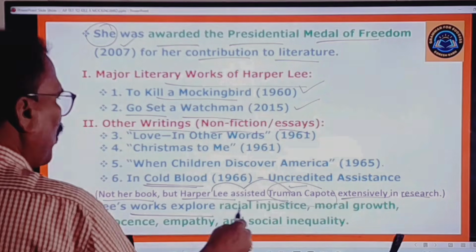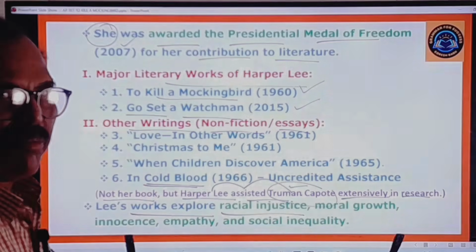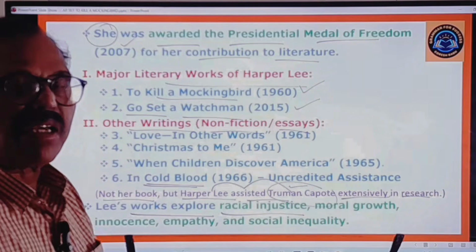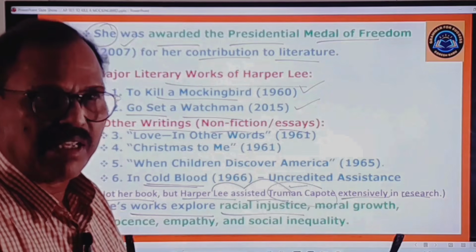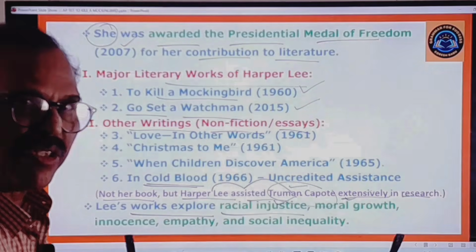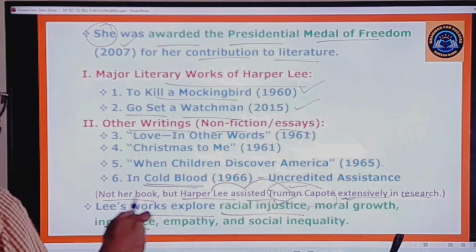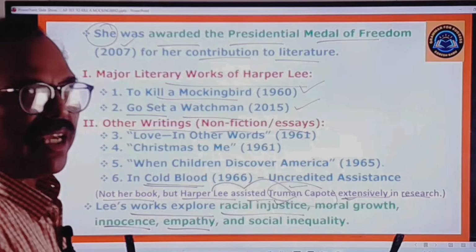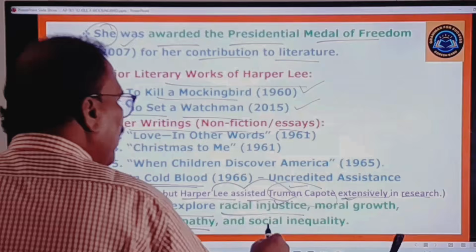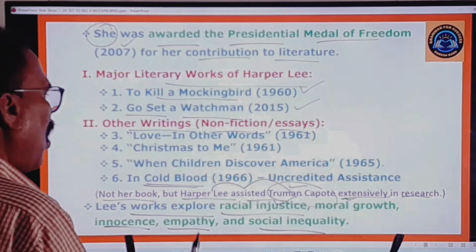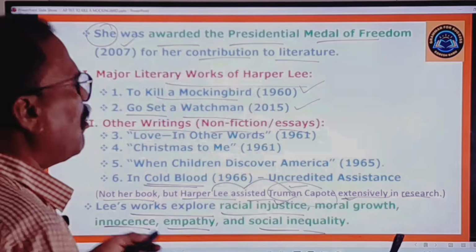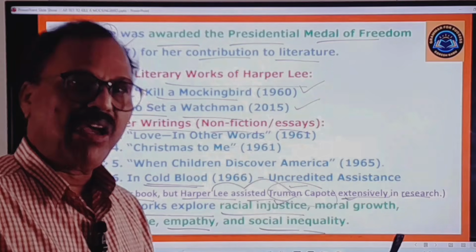Lee's works explore racial injustice. Now we have come to the actual point of this writer. In all her writings, you can come across racial injustice. She wrote on racial injustice, moral growth, moral values, ethical values, innocence, and empathy. Empathy means showing sympathy for other people and trying to help them, and social inequality. So on all these aspects, she wrote in her writings. So this is all about Harper Lee's introduction and biography.